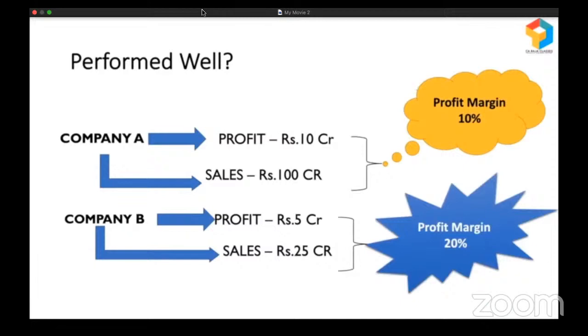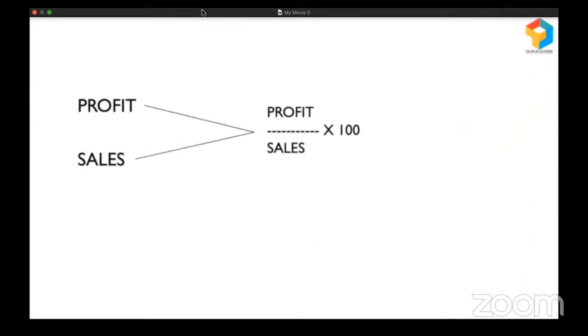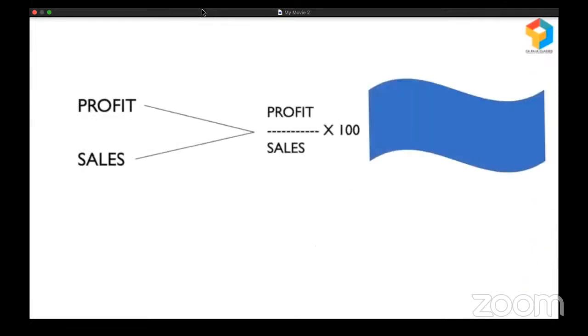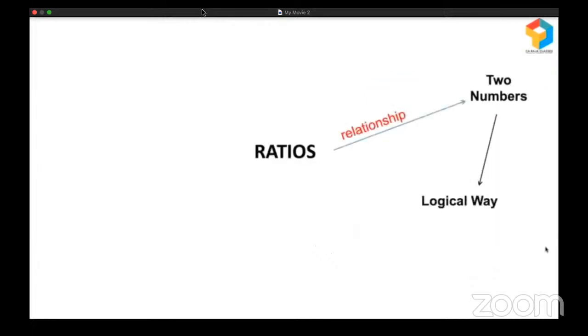In this case, what we have done is we have compared the profit with sales and calculated this ratio: profit by sales into 100. That is what we have calculated as profitability or profit margin. Okay, so ratios are basically a relationship between two numbers which are created in a logical way. Yes, we related sales and profits, and there was a logic in relating the sales and profit because we can measure profitability.